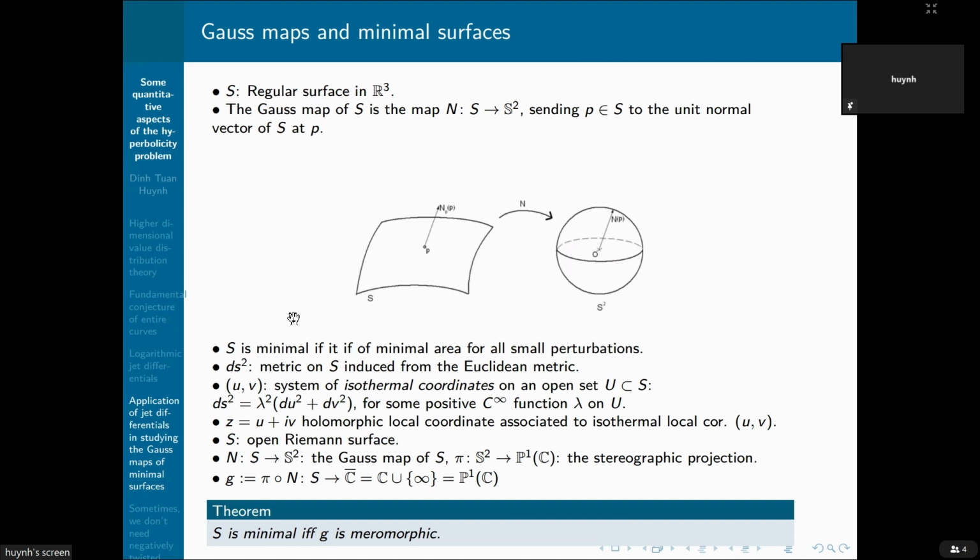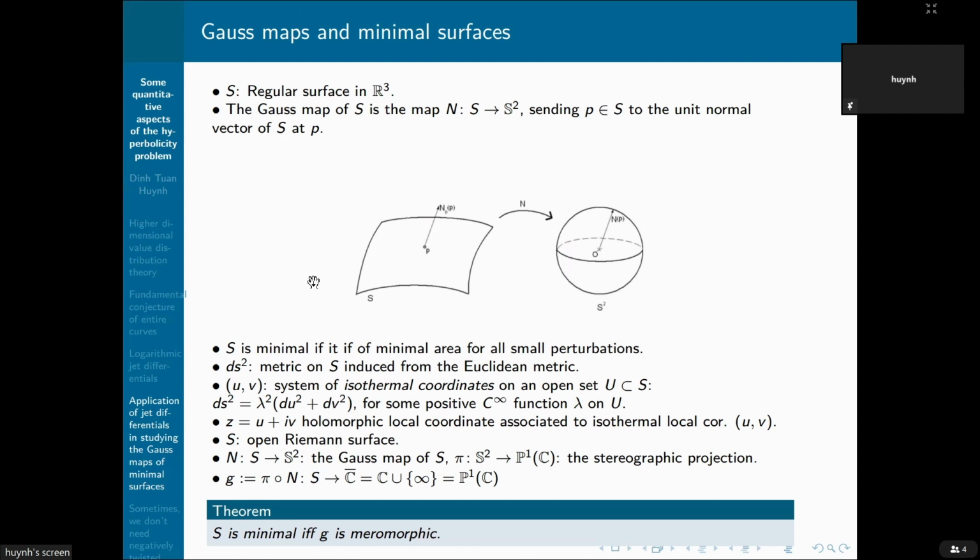Suppose now you have S, a regular surface in R3. So the classical Gauss map of S is the map from S to the unit sphere, sending P in S to the unit normal vector of S at P. Sorry for the not so beautiful picture.